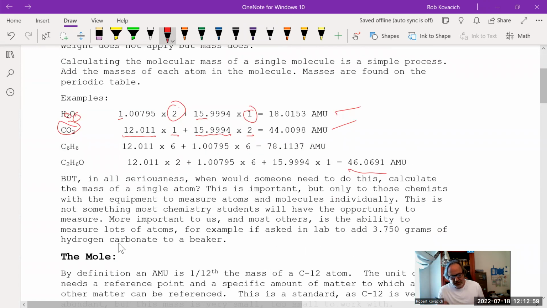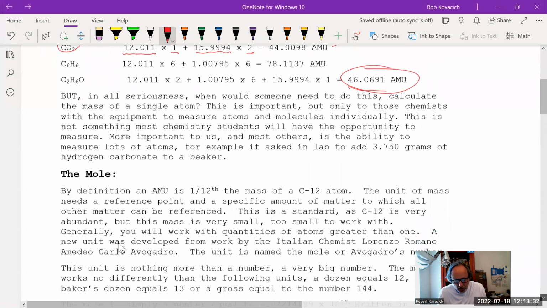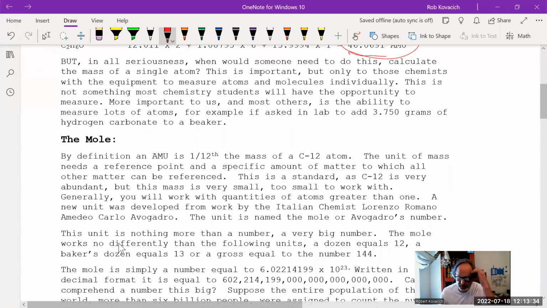Okay, but in all seriousness, this is not super useful. We do not have the ability to go get one of these. I gave you a scale in your lab kits, and you could not mass out a single molecule of ethanol or benzene or CO2 or water. It just would not be possible. So when we're dealing with real world amounts, we're going to need to change this a little bit. And the way that we're going to change this is we're going to talk about a value called the mole. The mole has traditionally been something that confused students, but it shouldn't.